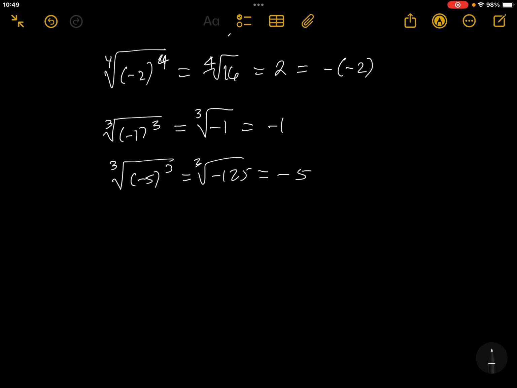And of course, there's no issue if you have positive input. So if you do 1 cubed and then take the cube root, you just get 1. If you take 5 cubed and then take the cube root, that's the cube root of 125, and that's 5.